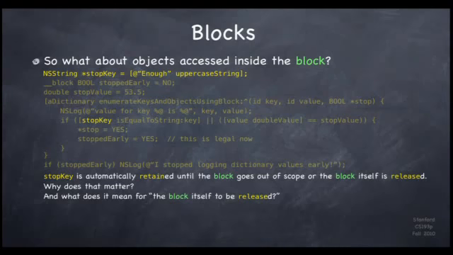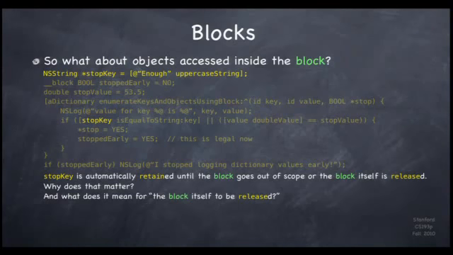Because we know that uppercase string is a method. It doesn't have new or alloc or copy in it, so it returns something that's auto-released. So I've got this auto-released object, stop key, and I'm using it inside my block. What's important to understand is that that object, stop key, gets automatically retained for you. So a retain gets sent to it.